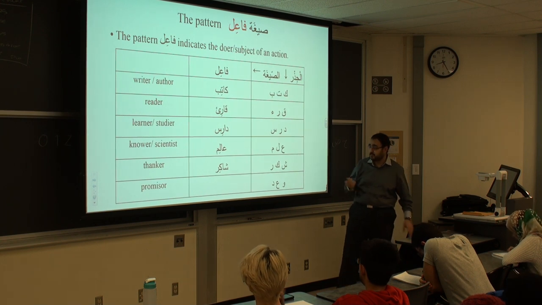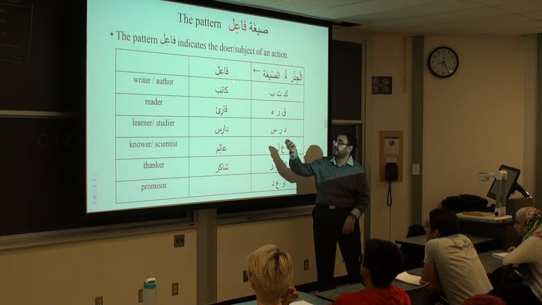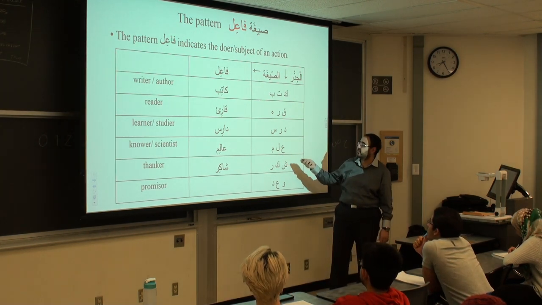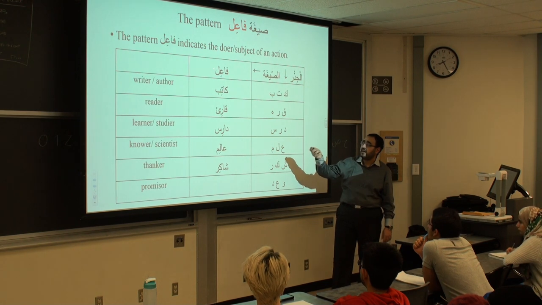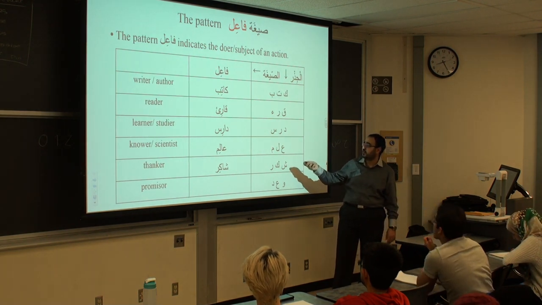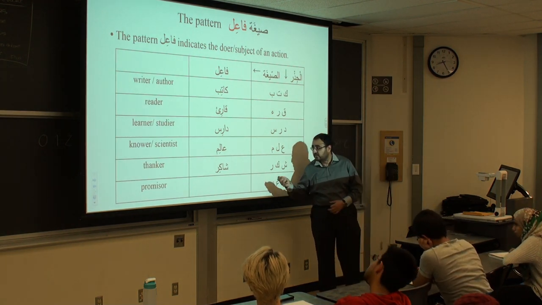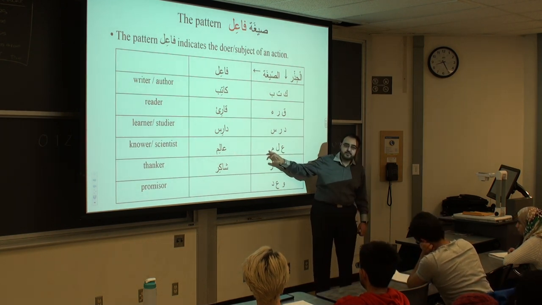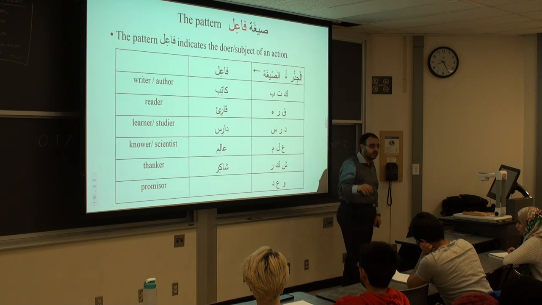Okay. Alim, okay? So again, same case, replace the fa with the first letter of the root, the ayn with the second letter of the root, which is the lam, and replace the lam with the third letter of the root, which is the meem. So it will be alim. The ayn, lam, meem root has to do with knowing.